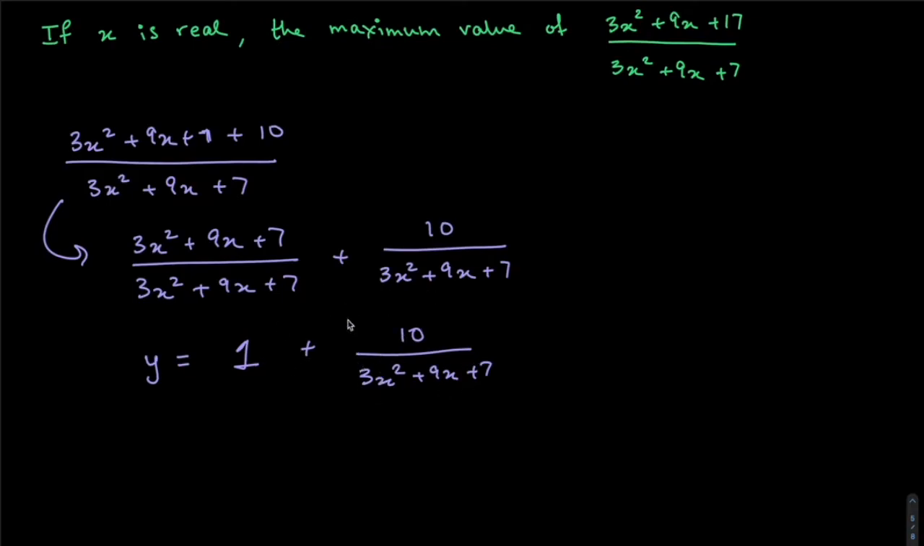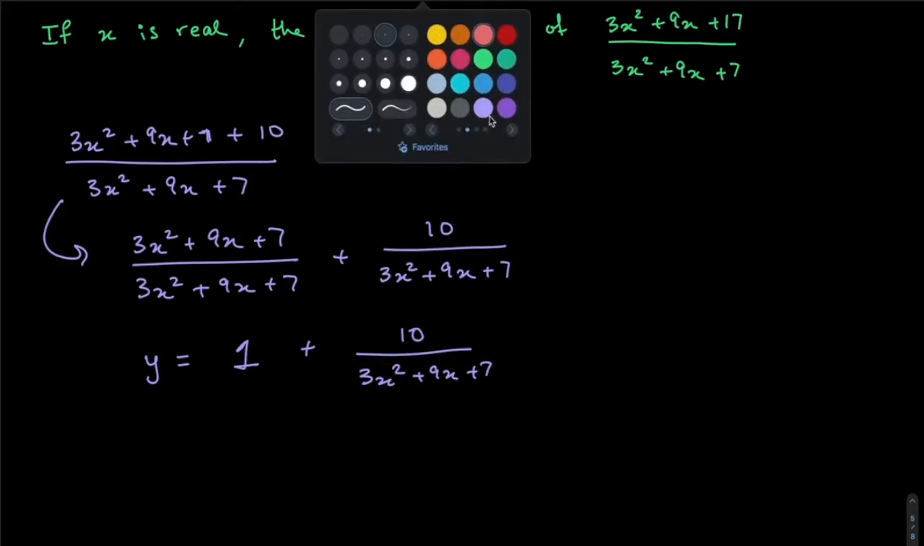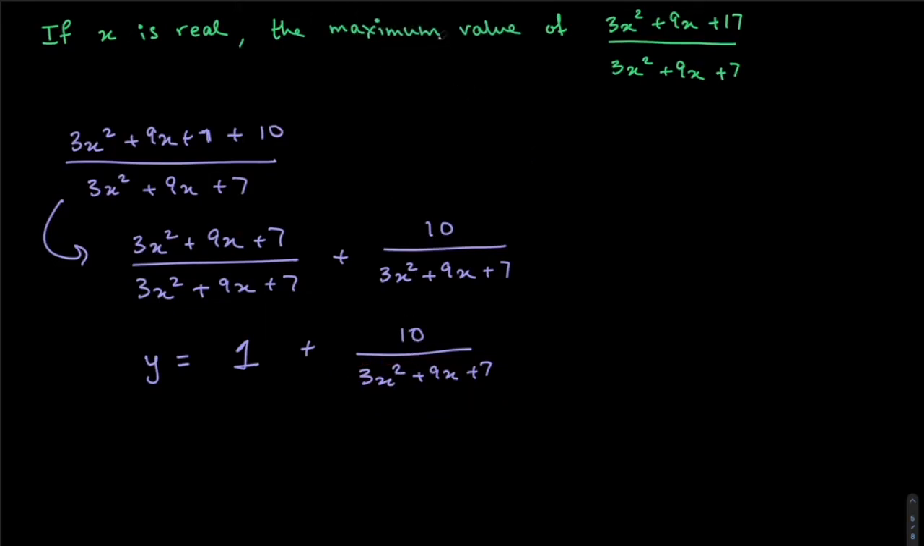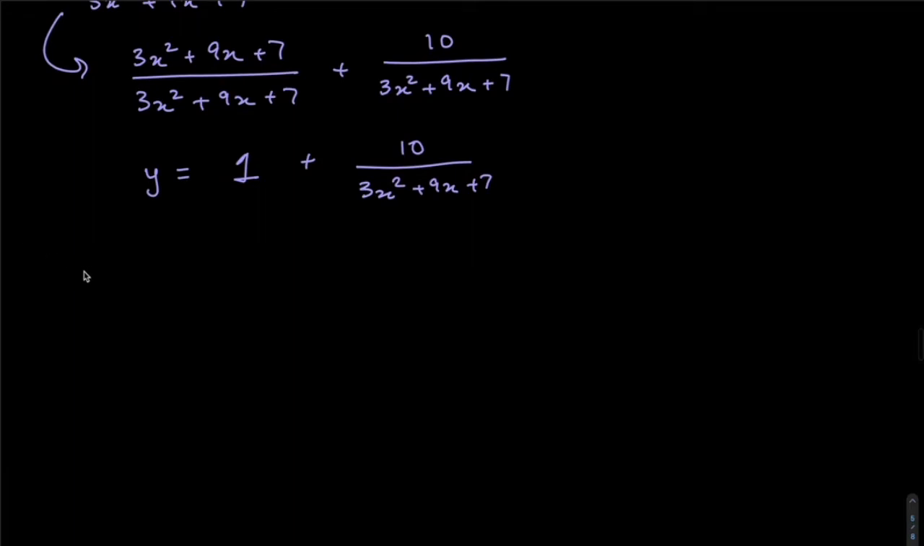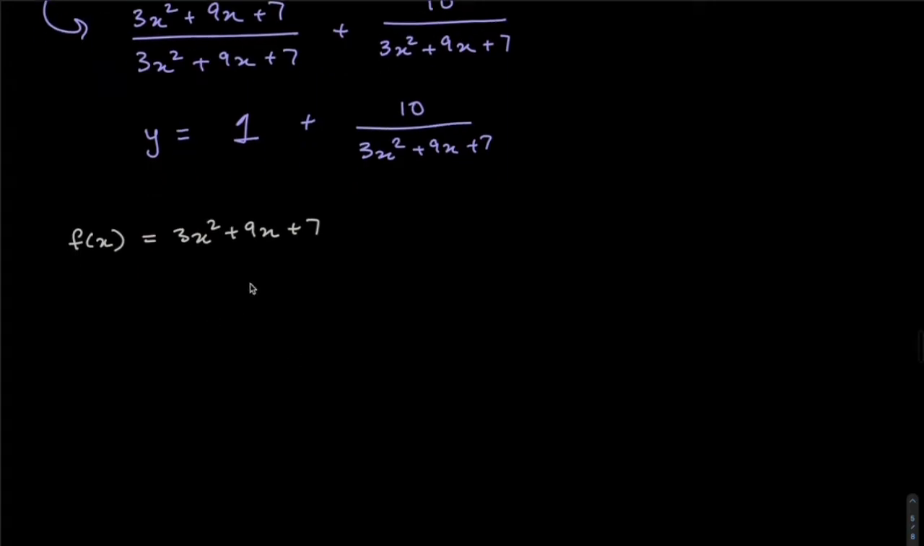Now if I just focus on this bottom part right here, I'm going to do something neat. I'm going to make this a function itself. I'll write f(x) equal to 3x squared plus 9x plus 7. Now if you look at this, it is an upward-facing parabola like this.